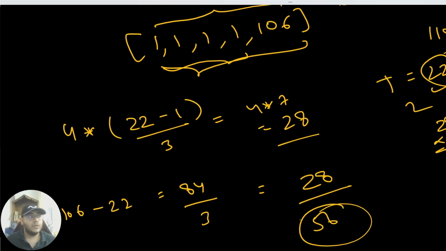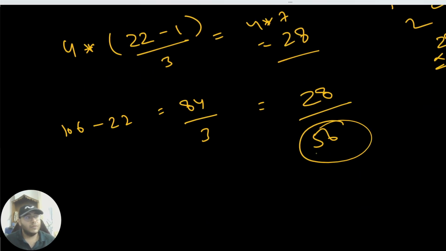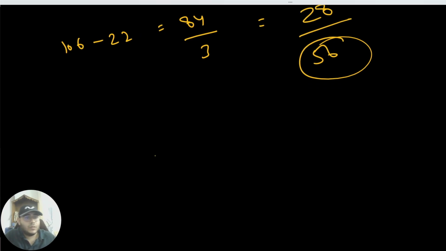So this means if we want to convert this complete subarray into 22, we would need 56 operations, which was the average way. But let's try to go for a different approach. Let's try to convert all these elements to one. All these initial ones are already equal to 1, so we don't need any operations.